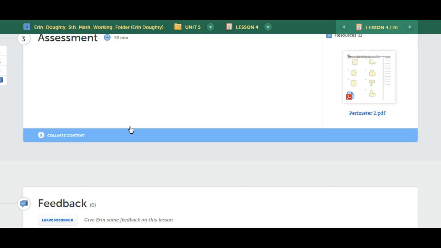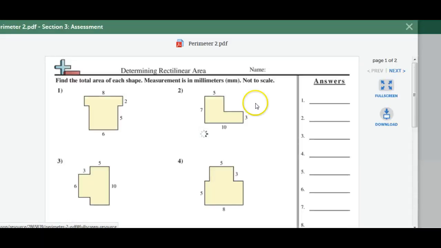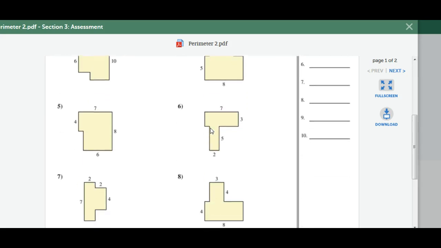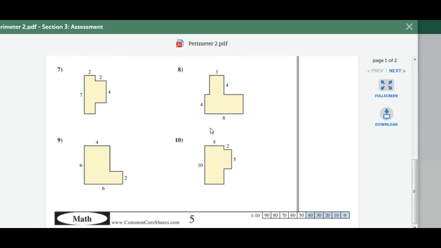And of course, the assessment at the end, another version of the worksheet that they did in the independent practice. 12 questions, and the students just need to find the perimeter of these 10 questions. Students need to find the perimeter of these irregular polygons.